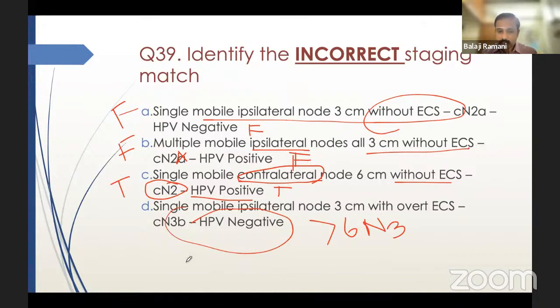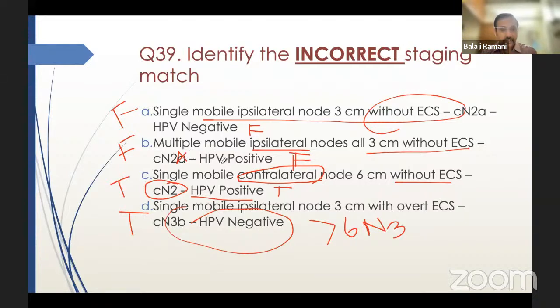No, not 3C, that is 3B only. So this is also a true statement. No, this is a true statement. So you got the first two which are false and the second two which are true. I think I made some mistake in the typing. Okay, so I should have not put N2A, it should have been N2 here. So that is why that mistake has come.